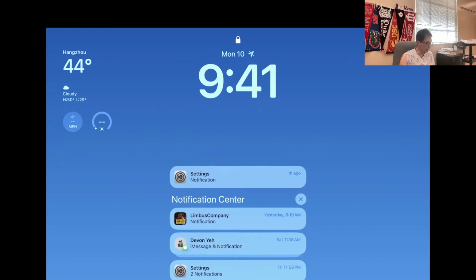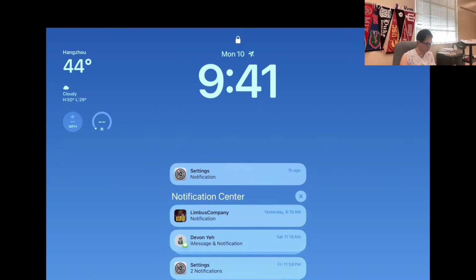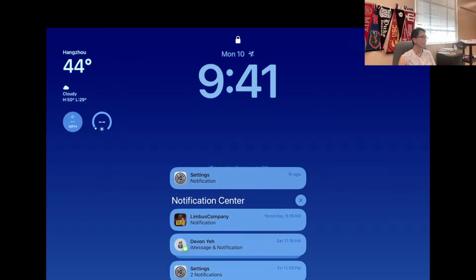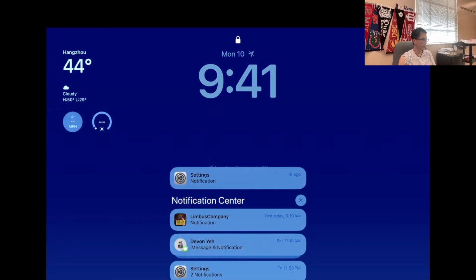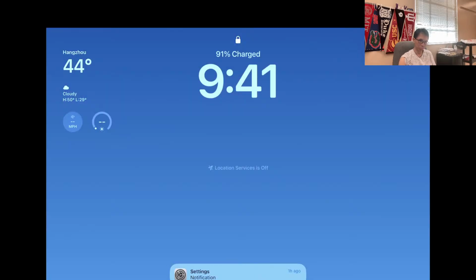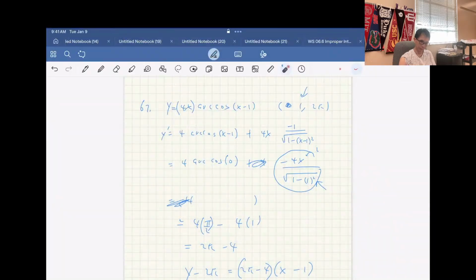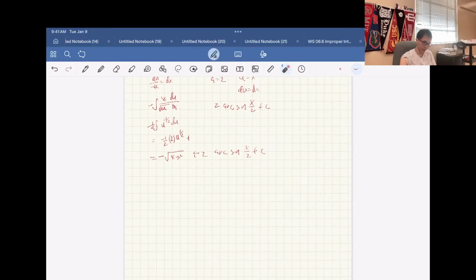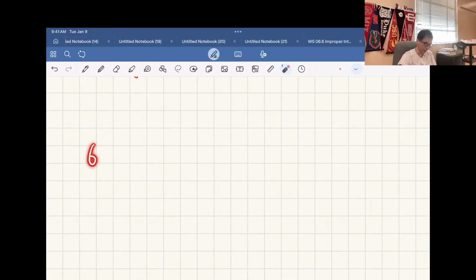64. I don't have time, but I'll look at this for you. 64. Let me see. Yeah, just take a derivative, plug in square root 2 over 2. That's gonna be pi over 4, by the way. Or actually, sorry, negative, it's 3 pi over 4. Okay, let's just look at 64 really quick.